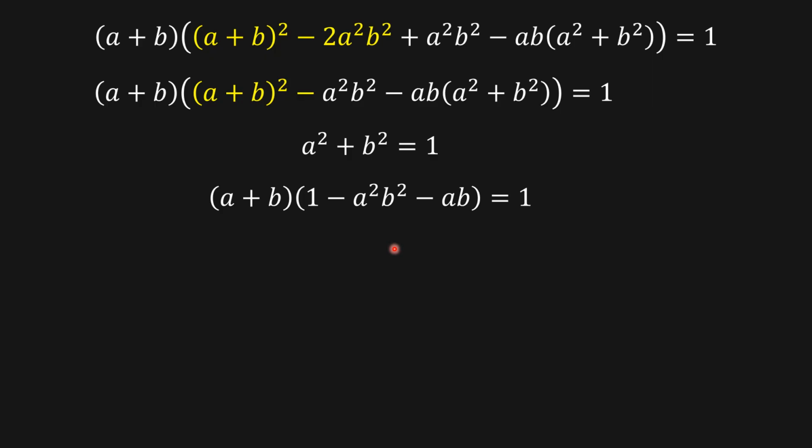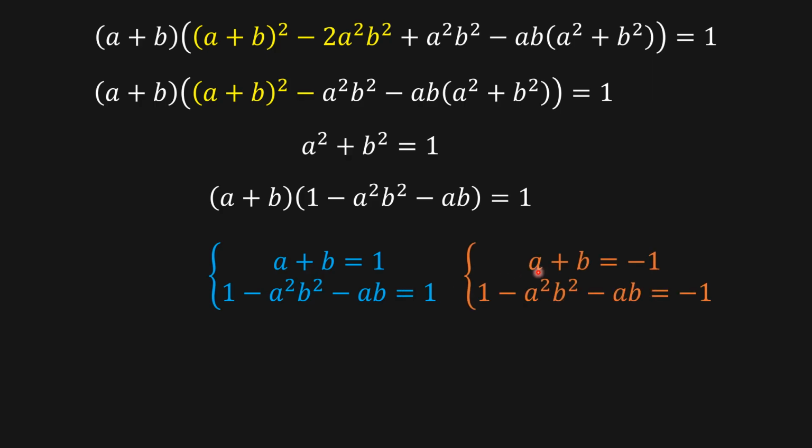Well, there are two things we have to consider, right? Negative 1 we can write as minus 1 times minus 1 or 1 times 1. Let's have these two conditions to see what is possible. So first equation, we're going to have a plus b equals 1, and the other one is equal to 1 as well. And the second one, we're going to have a plus b equal to negative 1, and this one as well equal to negative 1.